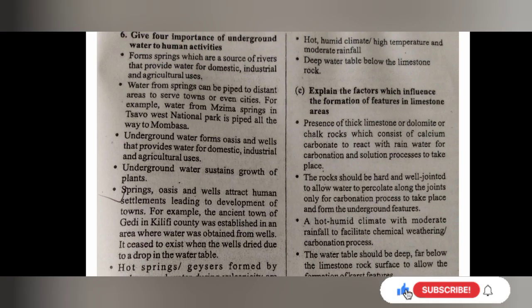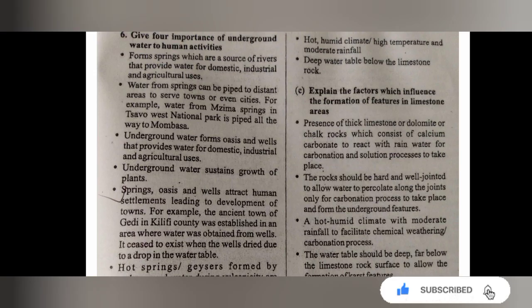Then the second importance of this underground water to human activity is that water from the springs can be piped to distant areas to serve towns or even cities. For example, water from Zima Springs serves Tsavo National Park and is piped all the way to Mombasa. So we can tap this water and use it in far places. The other importance is that the underground water from the oases and wells provides the water for domestic, industrial and agricultural uses. We have talked about that.